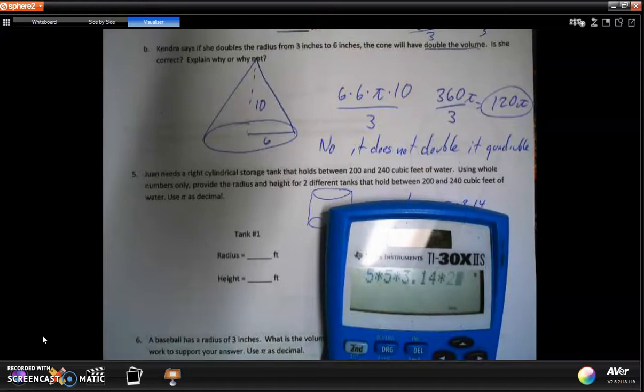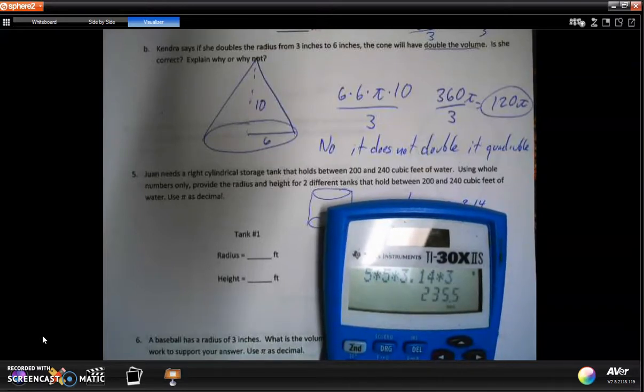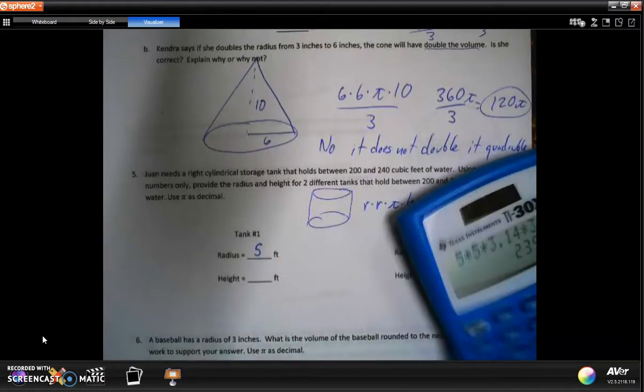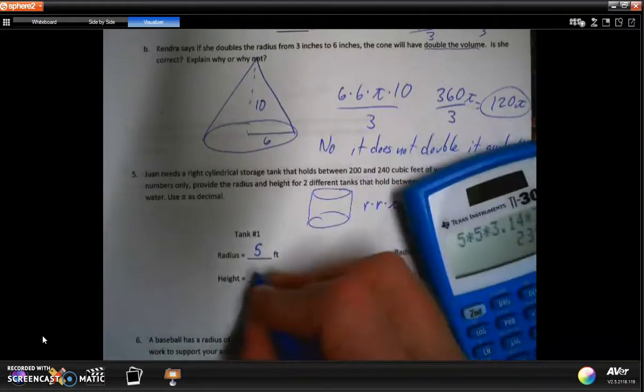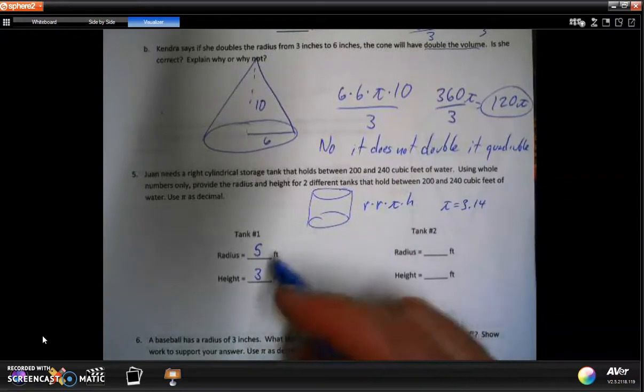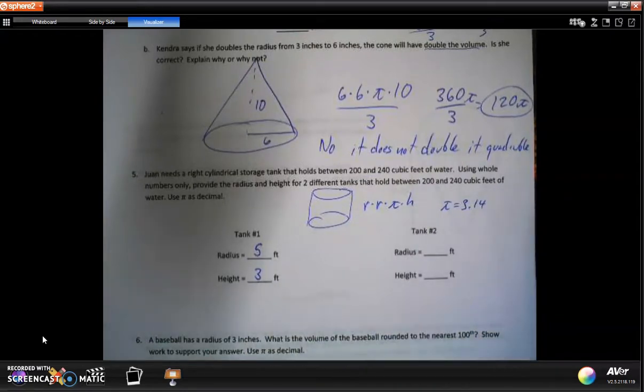Times, let's go a height of 2. Nope. Let's try changing it to a height of 3. Oh, that works. 5 times 5. So if the radius is 5 and the height is 3, then radius times pi times height equals 235.5 cubic feet. That is between 200 and 240. Okay? So you just kind of have to guess and check to see if it works.